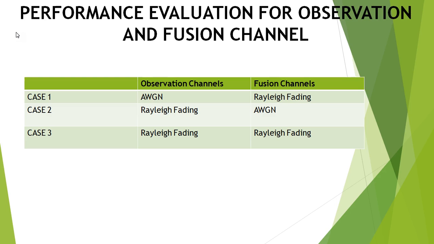Performance evaluation of observation and fusion channels. Here, 3 cases have been discussed. Case 1, with AWGN and Rayleigh fading, has a high SNR. So, this has the best performance. In case 2, with Rayleigh fading as the observation channel and AWGN as the fusion channel, it has low to moderate SNR. So it has a low average error probability among all the 3 scenarios.